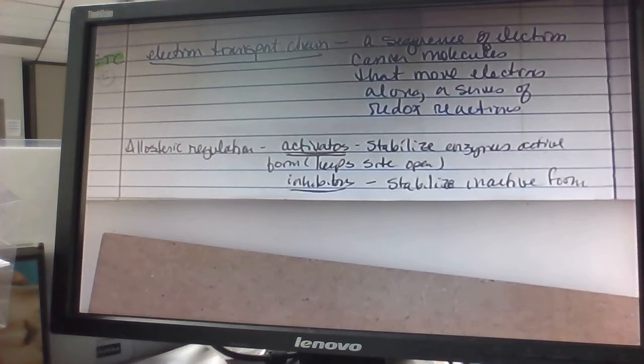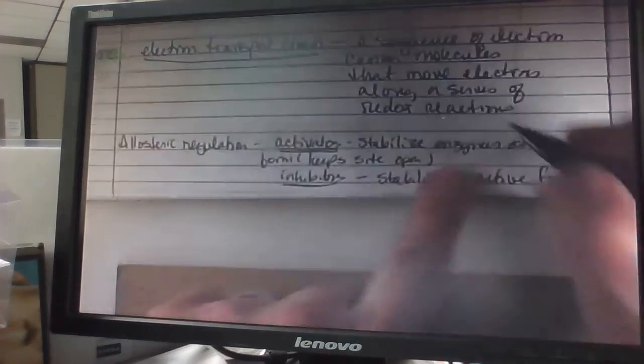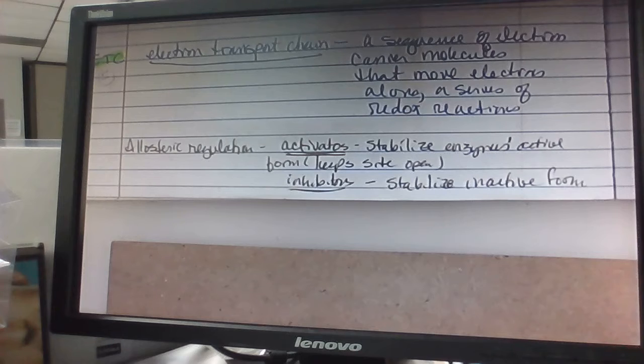Activators will stabilize enzymes' active form. So it keeps that active site open and allows substrate to bind there. Inhibitors do what you would expect them to do now that we know what inhibit means. It's going to stabilize an inactive form of an enzyme. So the enzyme's not going to interact with substrates. So allosteric regulation, activators stabilize enzymes' active form. It keeps the active site open. Inhibitors stabilize the inactive form.